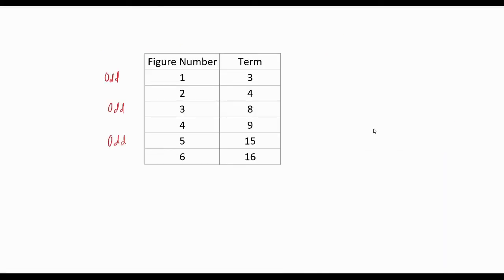Another variation is even odd rows. The even rows might follow one pattern and the odd rows might follow a different pattern.